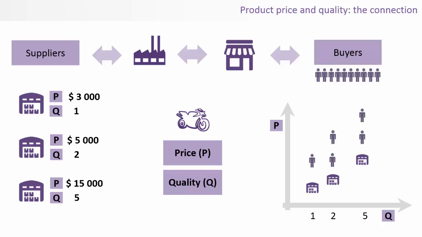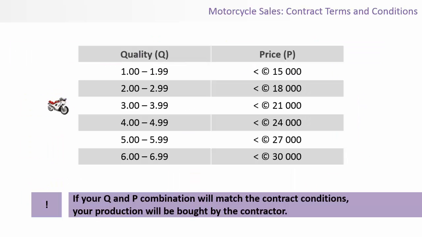And naturally, as quality rises, so does the price. In order to find out what the price and quality ratio is in the local market, you have to analyze the local market. However, if you have a contract on your hands, the situation is slightly different. Every contract has its terms and conditions. Yours is no different. As you can see, here are the quality ranges and the prices that your client is willing to pay. The higher the quality, the higher the price.